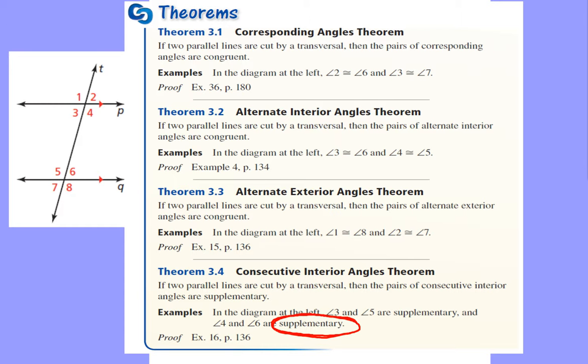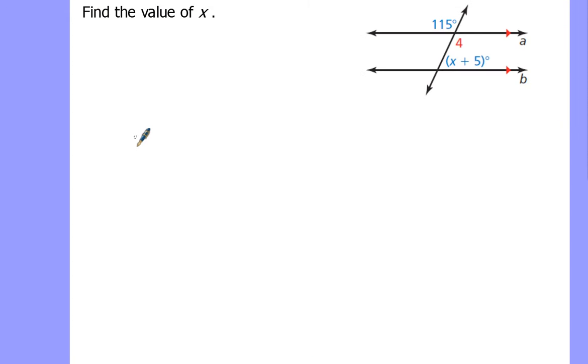Let's take a look here at an example in which we can use some of these particular angle pair relationships to find some missing angles. So in this example, we see a couple of different pairs. It wants us to find the value of x. So let's think about this for a sec. 115 right up here, and this pair x plus 5. These are not considered alternate interior or alternate exterior or corresponding. These are different angle measures, so we can't set these equal to each other.